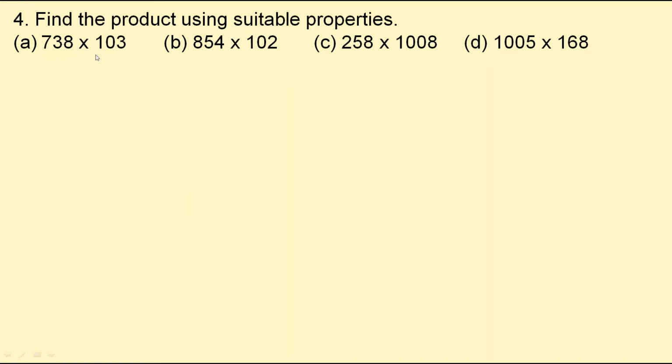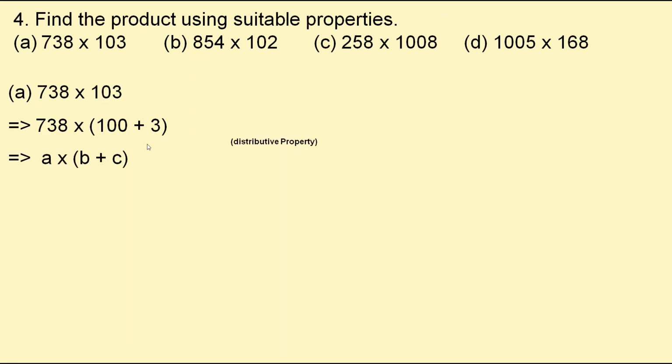Now we will move to the fourth question, that is find the product using suitable properties. Now here we have to check which property will be suitable for this equation to find the product. Okay, so let's take the first equation, that is 738 into 103. Now to make it easy to solve, we can split this number into 100 plus 3, and this is similar to the distributive property. Okay, so when we compare these two equations, we understand that A is equal to 738, B is equal to 100 and C is equal to 3.